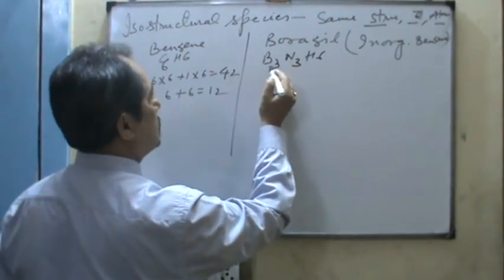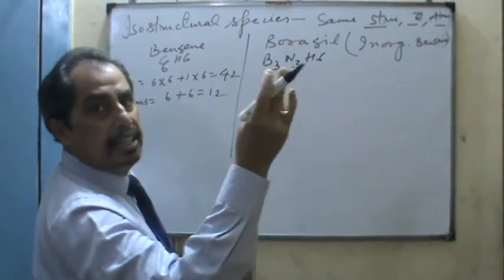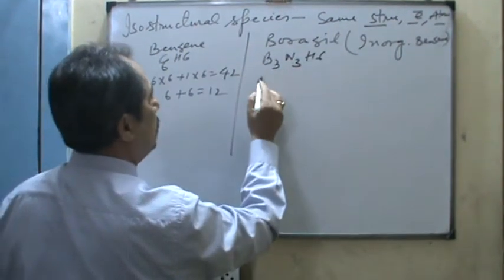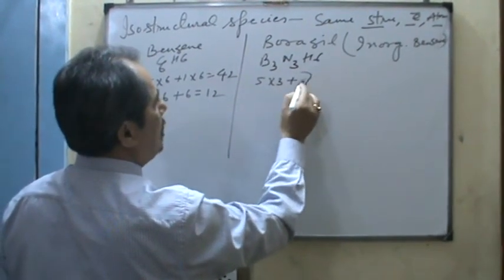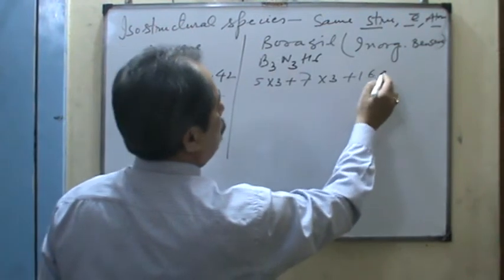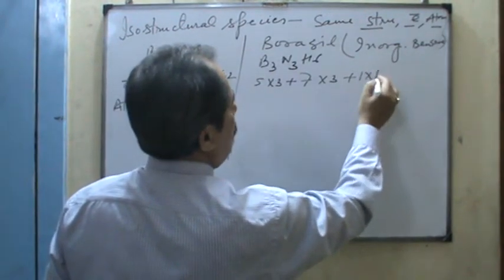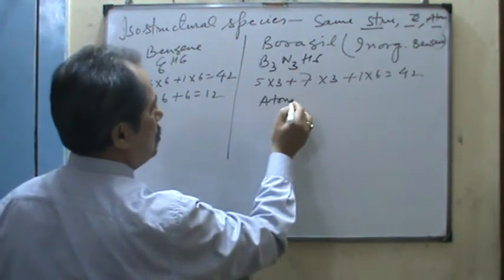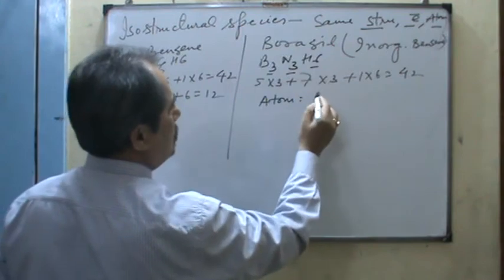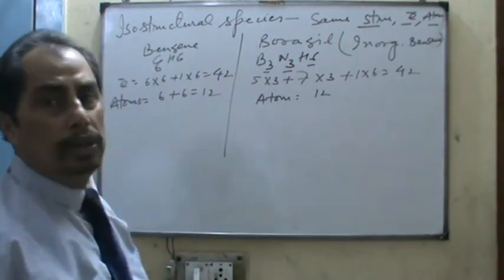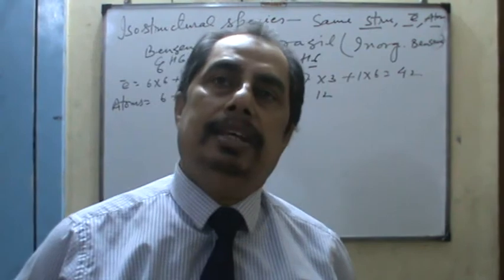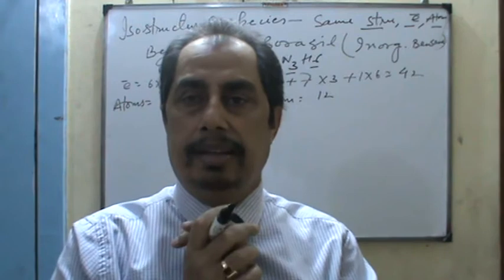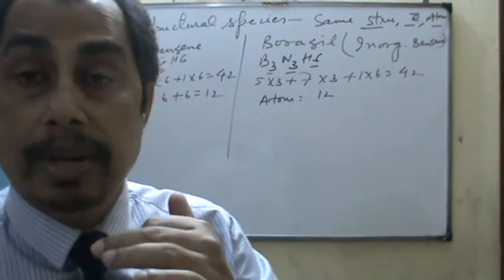Now in the case of borazole, the atomic number of boron is 5, so 5 into 3, nitrogen 7 into 3, plus 1 into 6. Dear students, it becomes 42 electrons. Then how many atoms? 3 plus 3 plus 6, 12 atoms. So do you agree that these are isostructural as well as isosteric and isoelectronic?